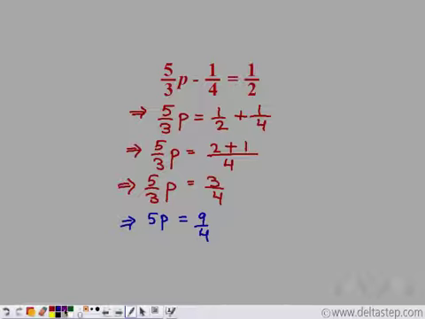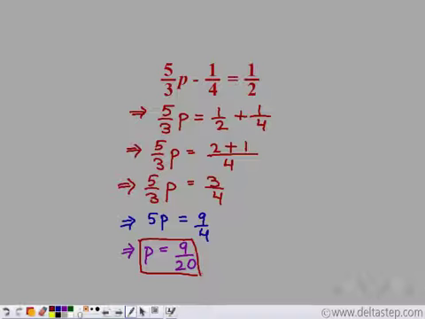Now we need to transpose 5, that is divide this side by 5. So we get p is equal to 9 by 4 divided by 5 gives us 9 by 20. So we get the answer as p is equal to 9 by 20. This is the solution of this equation. We have got it by transposing negative 1 by 4 first, then 3 and then 5.